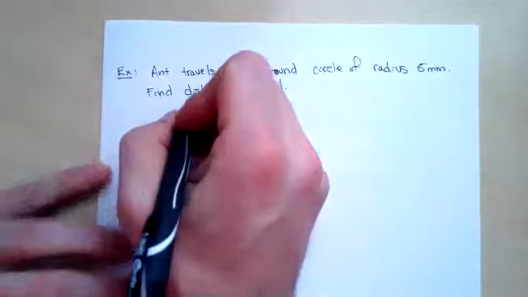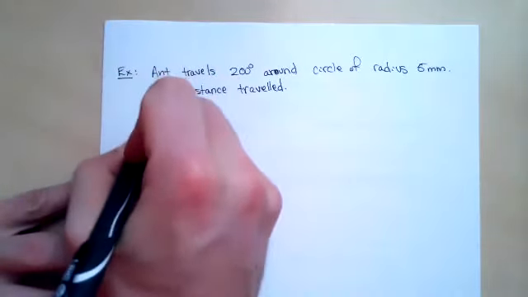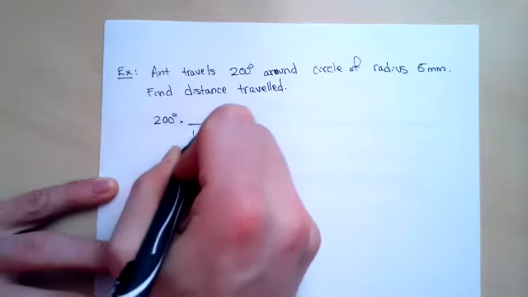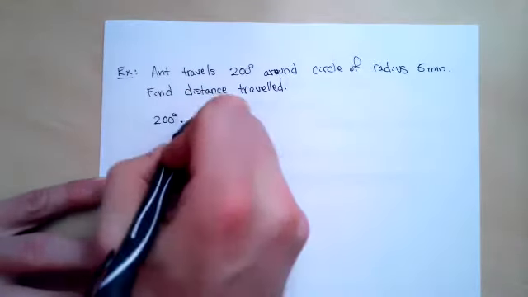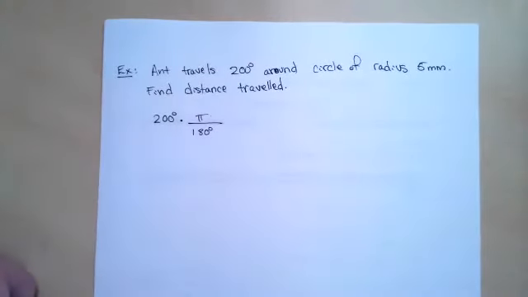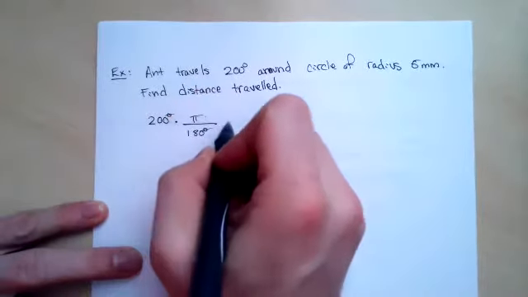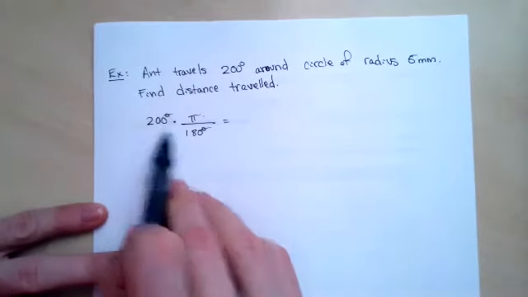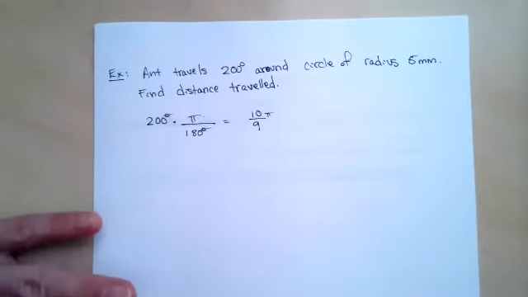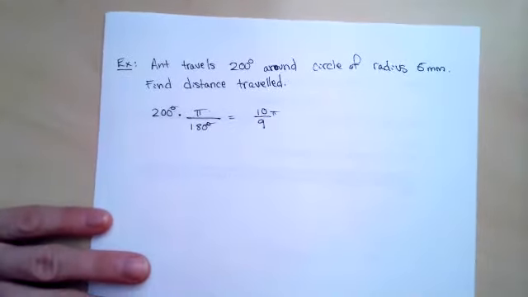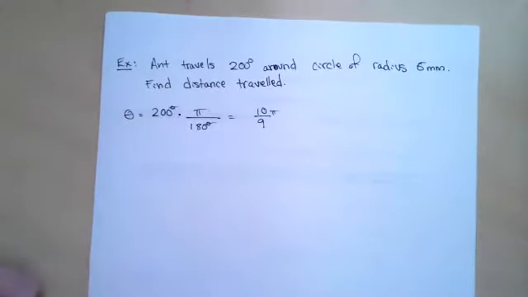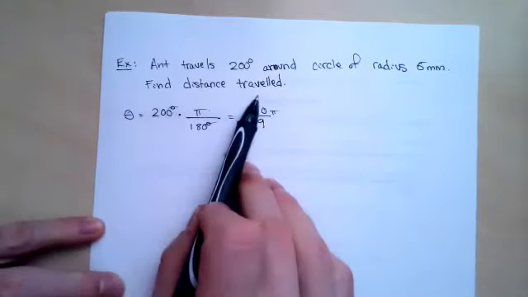First thing to do in any of these problems, make sure your angles are always in radians. So we've got 200 degrees times, we want to convert it, so I want to get rid of the degrees. Let's put the 180 degrees in the denominator and pi radians in the numerator. The degrees units will cancel, and we are left with 20 over 18. So 10 over 9 times pi, or 10 pi over 9. That is just our angle.